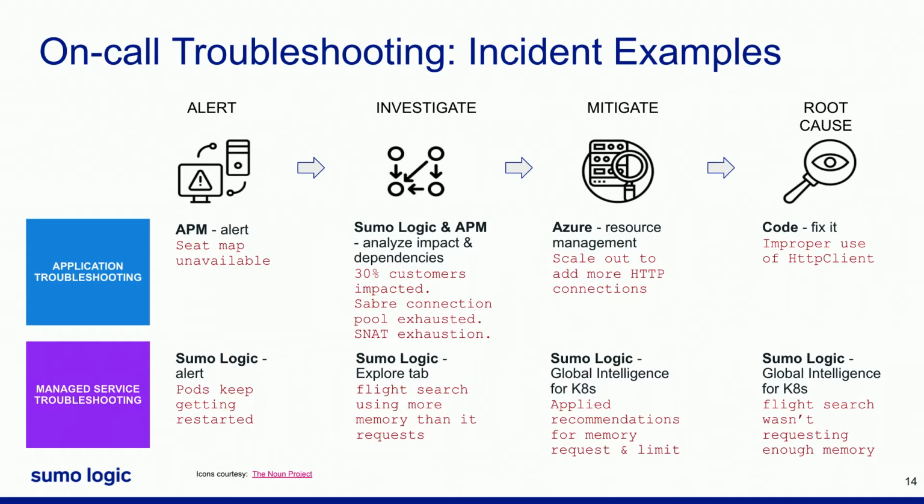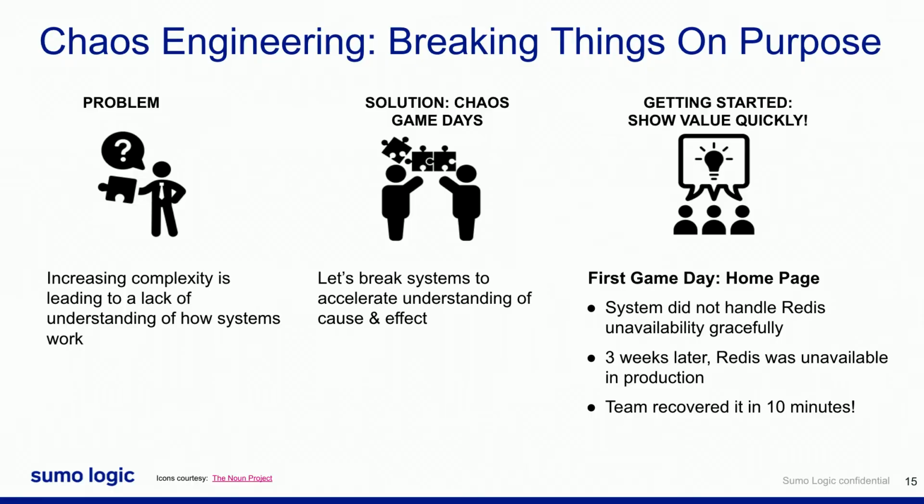The second example was a Kubernetes issue with our flight search service. We were getting alerts that pods were restarting. We went into the Explore tab, drilled down through some of the dashboards, and identified that there was some memory issue. Then we used the global intelligence dashboards to figure out what the recommended values were, plugged those in, redeployed, and everything was good. I'll talk more about global intelligence towards the end.